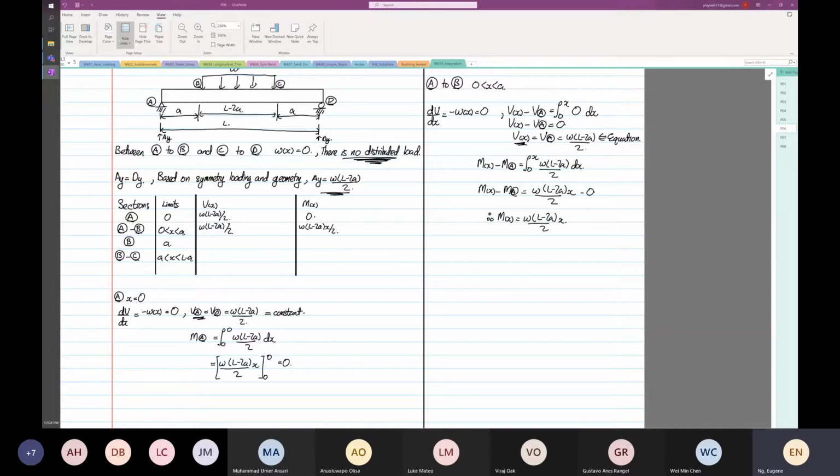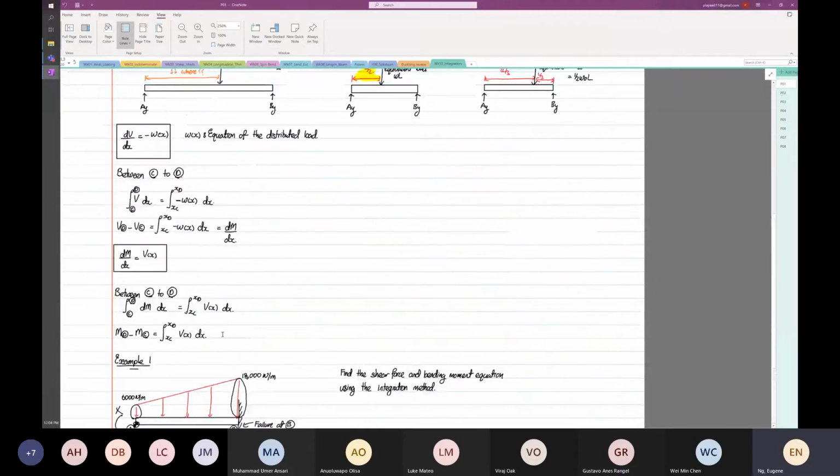Okay, then the next one, we're going to find when at point A. So at point B. So wait, Eugene, does this mean that moment is the integration of shear? Yes, that's it. That's what this is all about. That's what we started with when we started writing this. Distributed load, you integrate, you get your shear force. Shear force, you integrate, you get your what? Bending moment. Cool. We are doing this all the while.